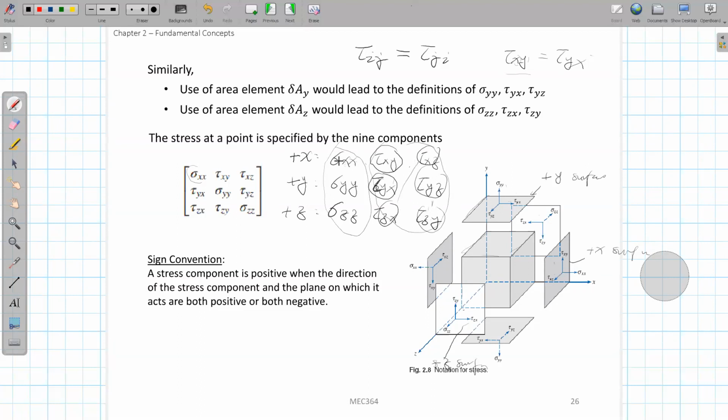So if we try to group these 9 elements in a matrix form, we can group them in this way, where the diagonal will be the normal stress, and the elements in the non-diagonal positions will be your shear stress. We also arrange them in a symmetric way, so that this one is symmetric with this one, and this one with this one. We can write all these 9 elements in this matrix form, and this is called the stress tensor.